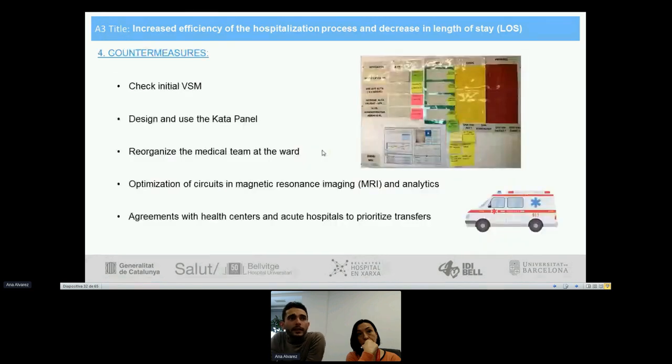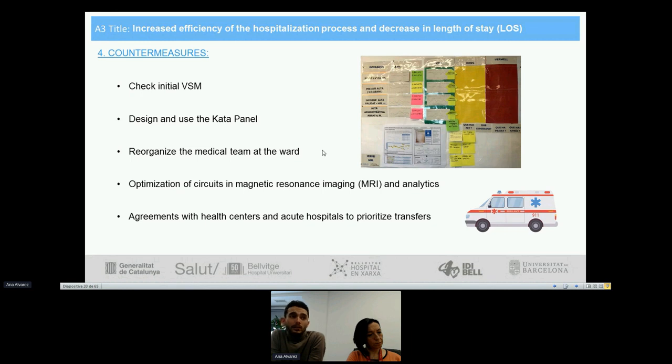The countermeasures that we have implemented in this project: the first is to check the initial value stream map. In this case, it is a review and the creation of a new one. The second is the design and use of the kata panel. We currently have this kata in the service, and we have a figure in the service that continues with the kata with periodicity without our figure. Okay, it's independent of this service.